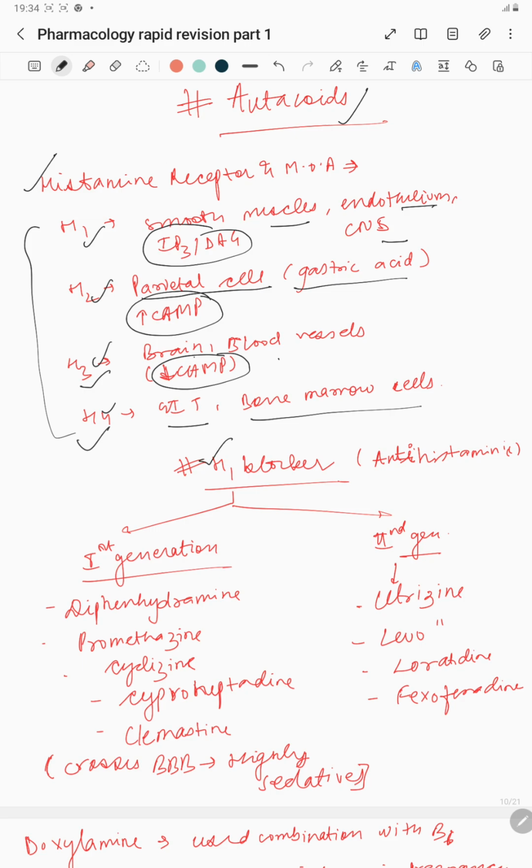We'll talk about antihistaminics now. First generation and second generation antihistaminics acting on only H1 receptors. Diphenhydramine, promethazine, cyclizine, cyproheptadine, clemastine. These all are first generation antihistaminics. The important thing is they will all cross the blood-brain barrier leading to sedative action. Second generation antihistaminics are cetirizine, levocetirizine, loratadine or desloratadine along with fexofenadine.